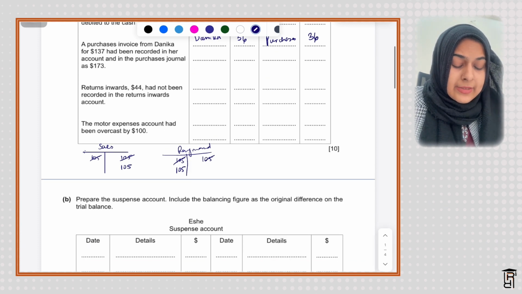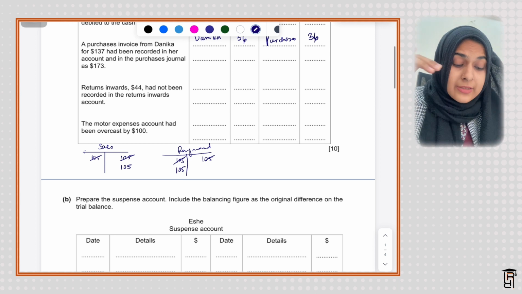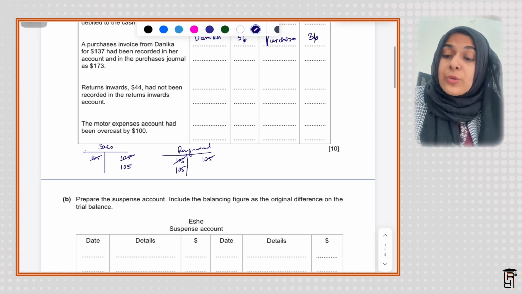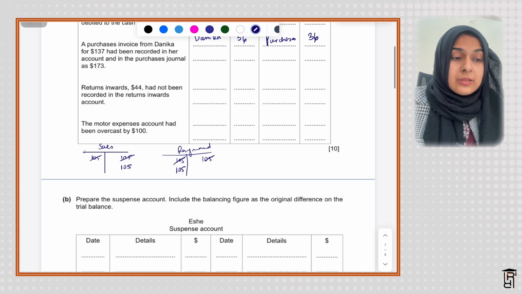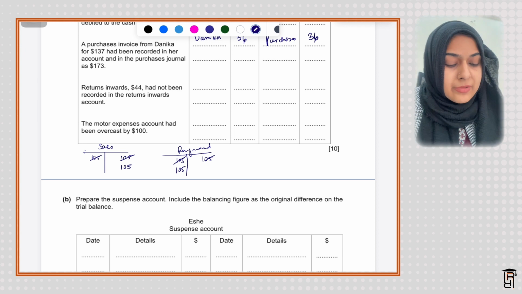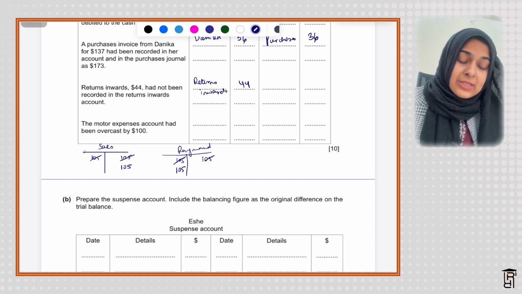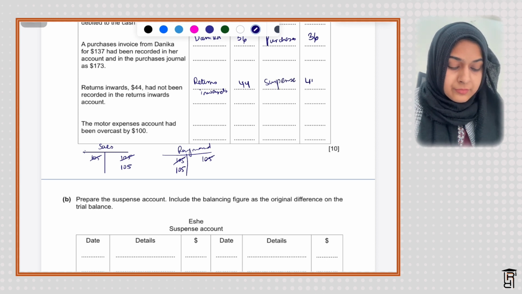In the next error, they're saying return inwards 44 had not been recorded in the return inwards account. Return inwards is always debited. So they haven't recorded return inwards in one account, that is the return inwards account. They have recorded this in the credit customer's account. So now to record return inwards, you debit return inwards, and now you don't have anything to credit here, so you credit suspense by 44.